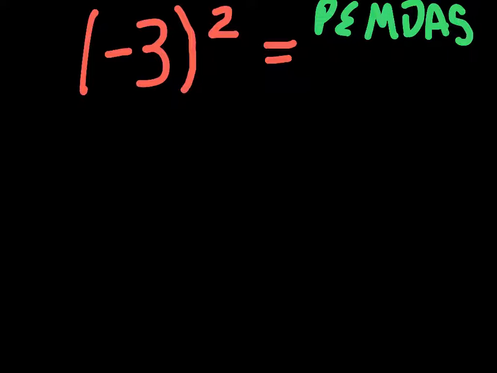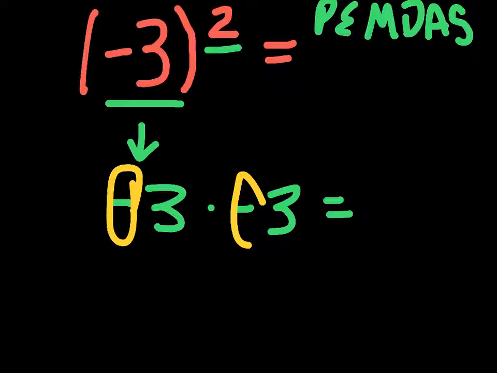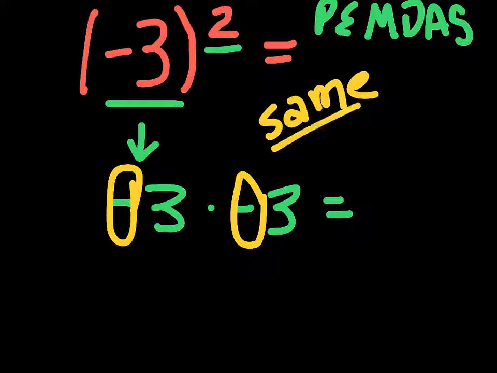Okay, so what we do is we're going to take this number with the parentheses, because it was already in parentheses, bring it down. So now it's negative 3, and because it's the second power, we're going to multiply it against itself again. Let's look. Do they have the same or different signs? They have the same signs, so it would be positive 9.